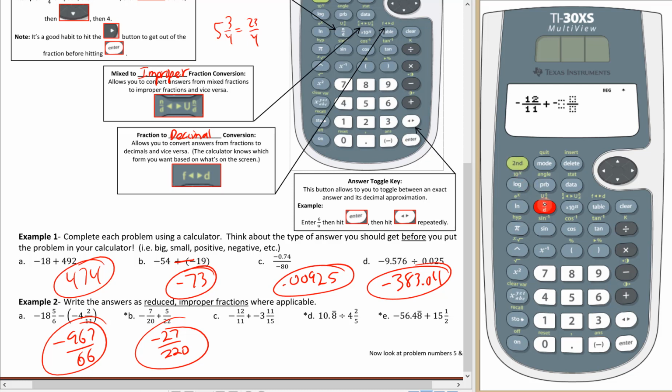I'm going to do that mixed number input. So we've got a 3, we've got an 11, and we've got a 15 on the bottom. Hop outside, make sure that it looks right, hit enter, and we get negative 796 over 165. So negative 796 over 165.